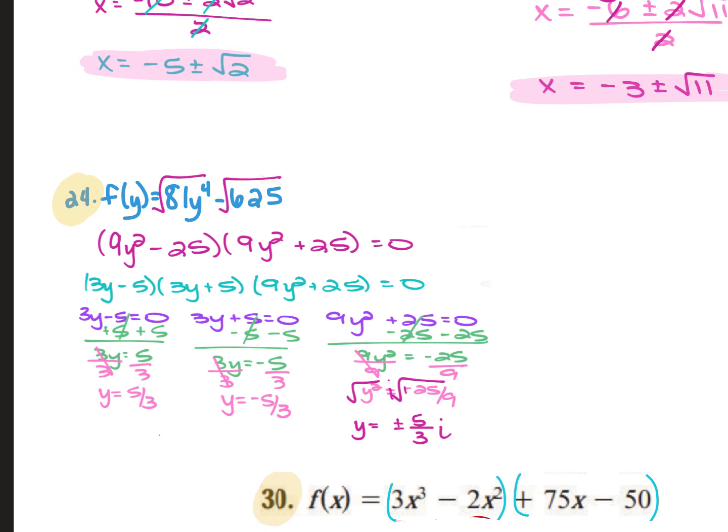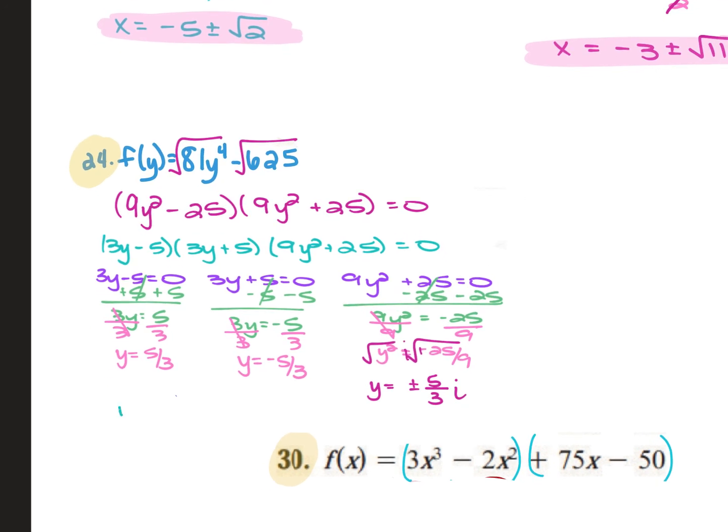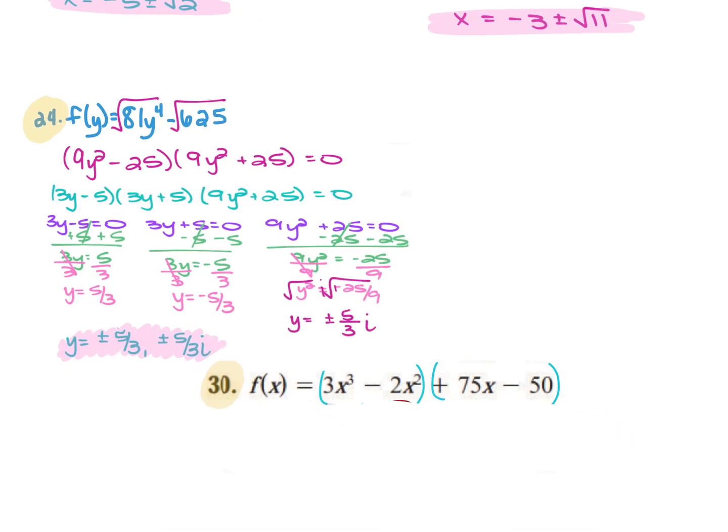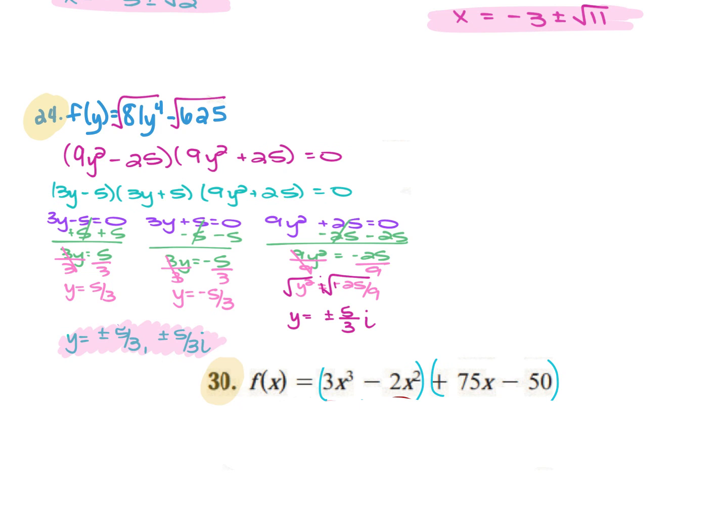So you have four solutions here. You have that y is equal to plus or minus 5 over 3, as well as y is equal to plus or minus 5 over 3i. Keep in mind with these, when you do have that negative underneath the radical and your radical simplifies, that i goes last because it's imaginary. So you don't want to put an imaginary part in front of a real part.